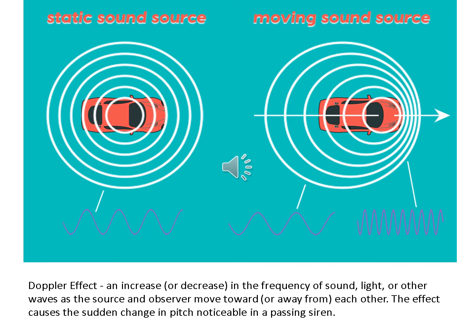And so scientists call that the Doppler effect. The definition of the Doppler effect is right there: an increase or a decrease in the frequency of sound, light, or some other wave as the source and the observer move toward or away from each other. The effect causes the sudden change in pitch, noticeable in a passing siren. And there was an experiment in the book just to hear that. Rather than do that, I might just go online and find a video where somebody else has already demonstrated the Doppler effect and add that link to your resources this week.